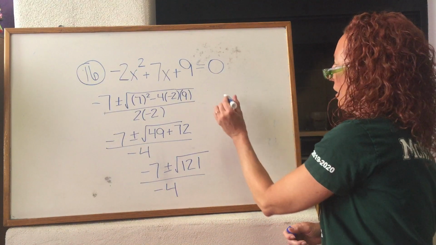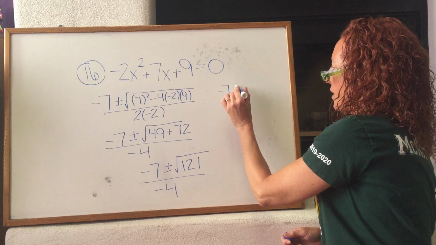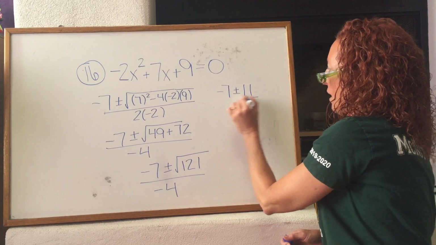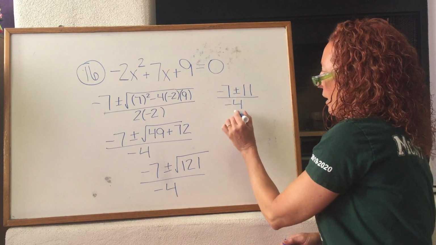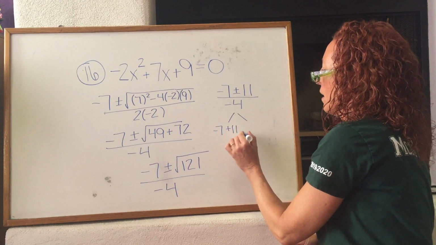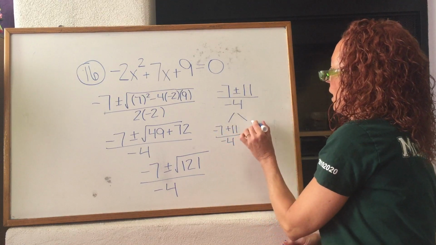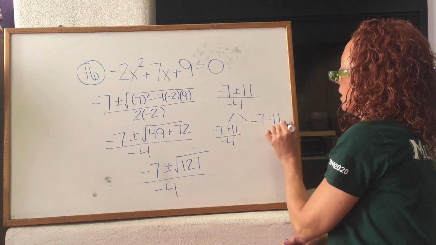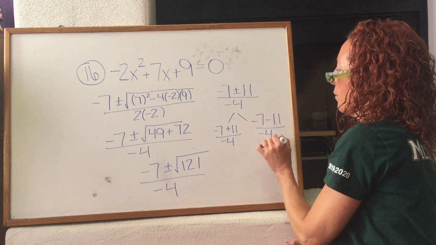I'm going to take my work kind of up here. So negative 7 plus or minus 11 over negative 4. And now I'm going to split that. So negative 7 plus 11 over negative 4, and negative 7 minus 11 over negative 4.